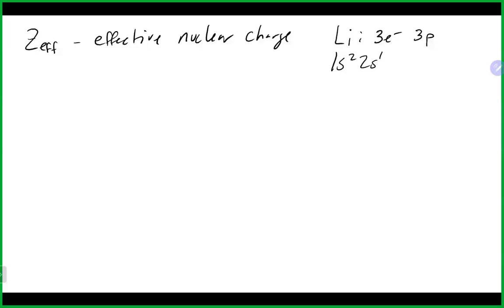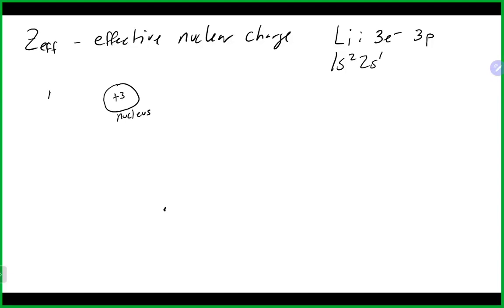How about a 1? That's 3. I think I should get the calculator out and calculate that. So we got 1s2, 2s1. Now, when we draw a little picture here, if you will, we have our lithium nucleus that has a +3 charge because of those protons that are present.